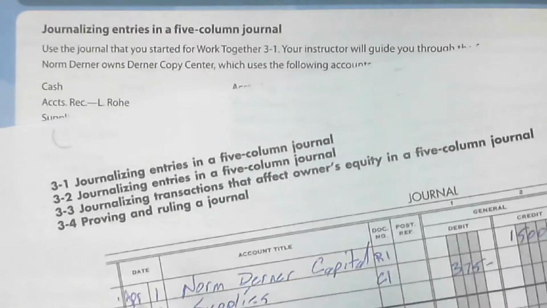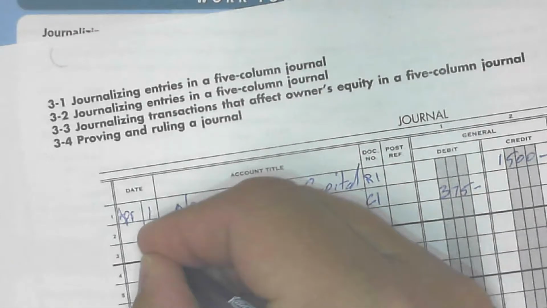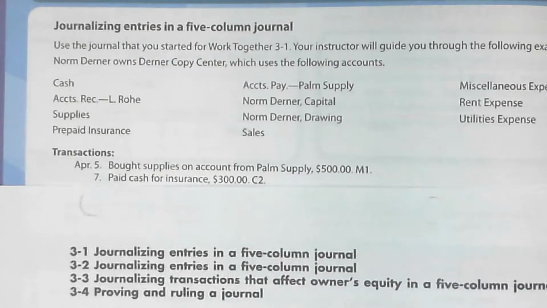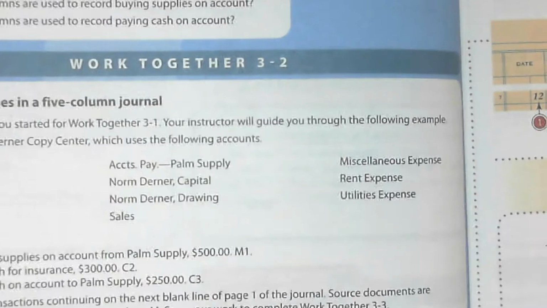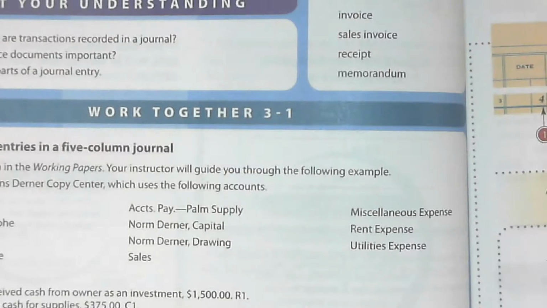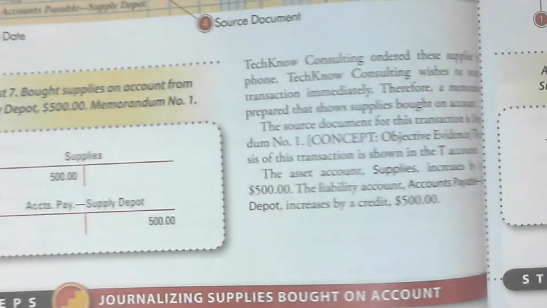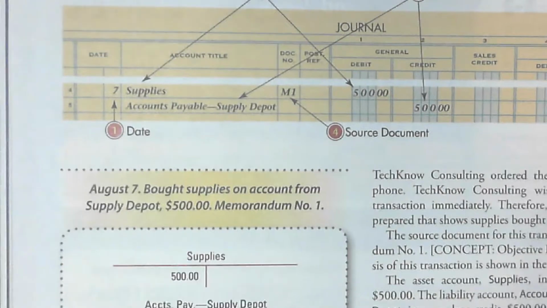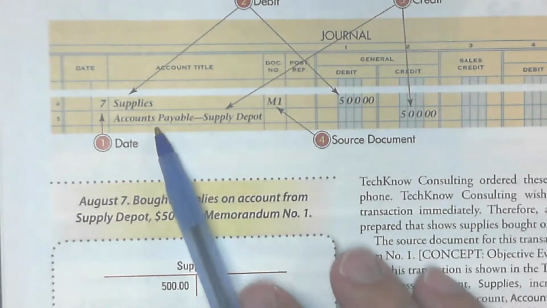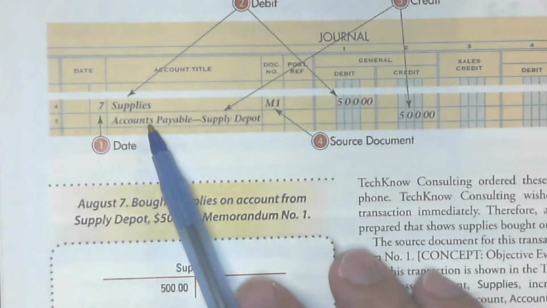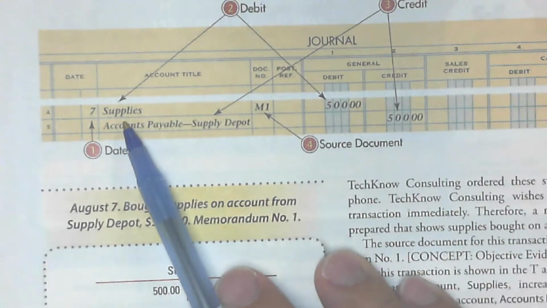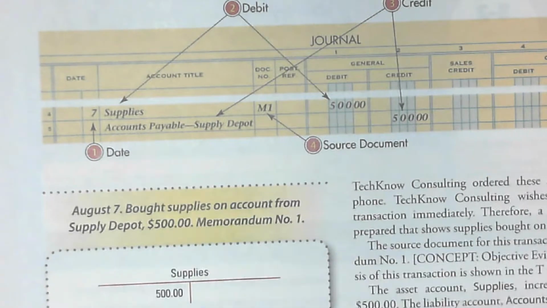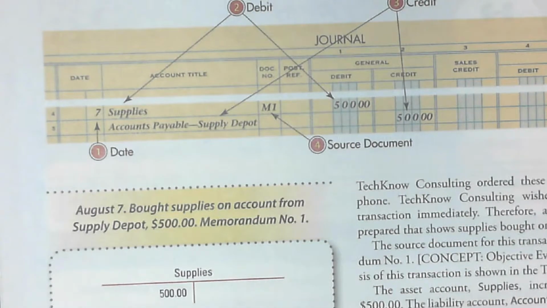So April 5th, so I'll put a 5 in here. Supplies on account. So we'll find our example. You can see we're going to have 2 entries for this because we're going to have an entry for our supplies, then an entry for our accounts payable. Because when you buy stuff on account, you have to pay it back.